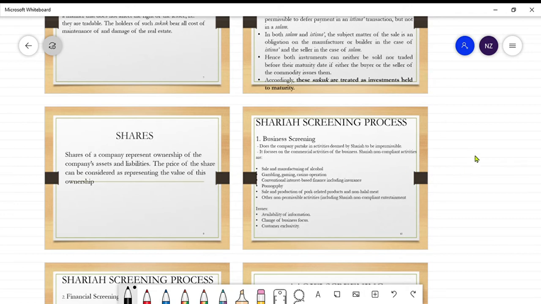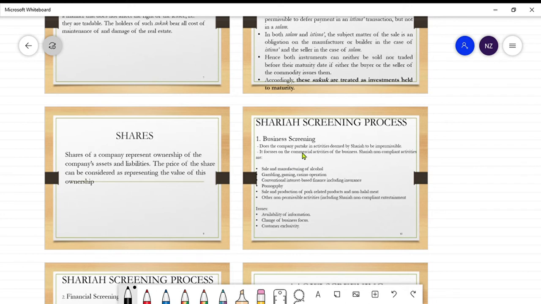So the first screening, kita kena buat business screening. Means for the definition of business screening itself is like, kita kena screen the business activity of that company, whether that company is syariah compliance company, business activity ataupun tidak. Ni apa yang saya dah cakap tadi lah.